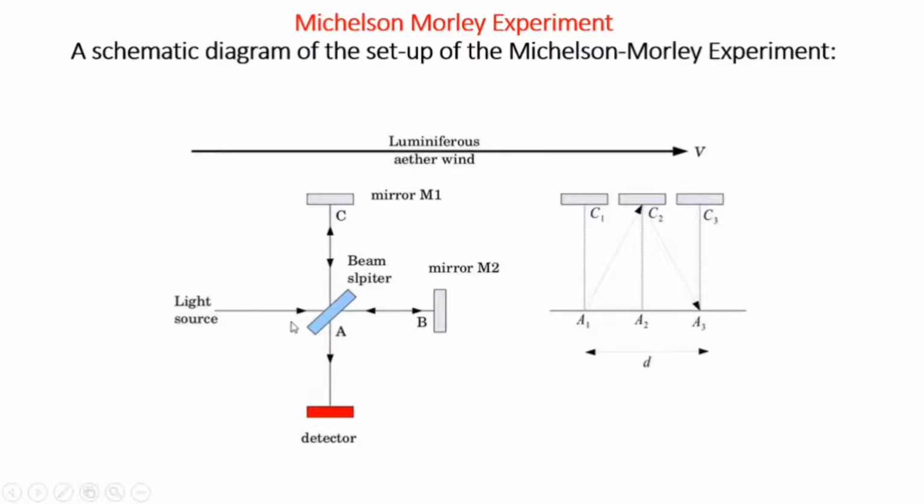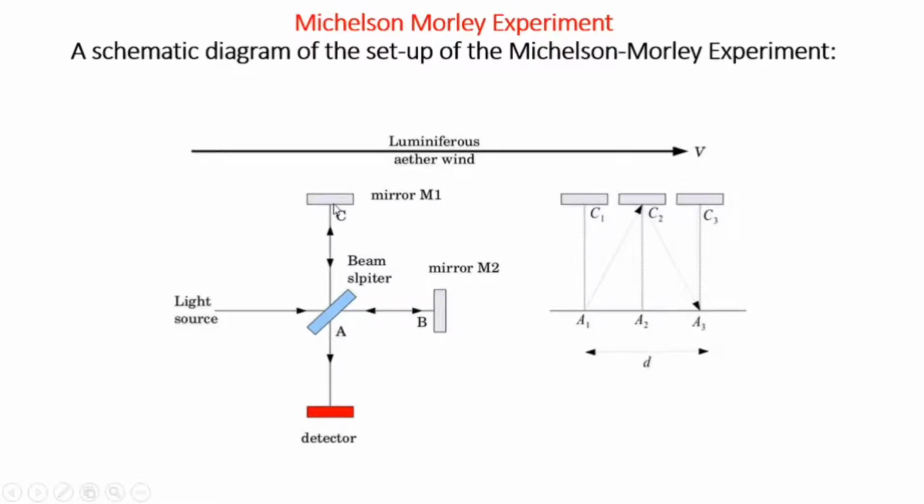From that, a single ray is made incident on this beam splitter, which is put inclined at an angle of 45 degrees. From this, the single incident ray is split into two rays. One is a partially reflected ray along the direction C, towards mirror M1, and another one is a partially refracted ray along the direction AB towards the mirror M2. Means for a single incident ray, there is a single partially refracted ray towards mirror M2 and a ray towards the mirror M1.